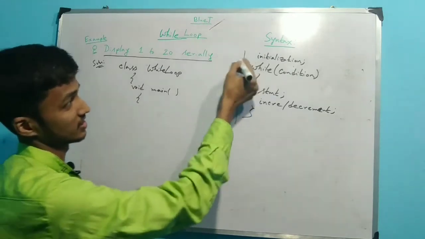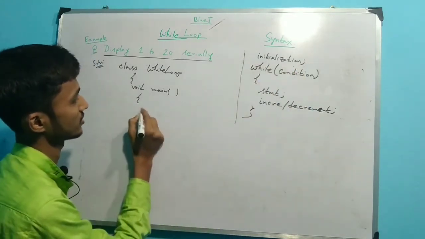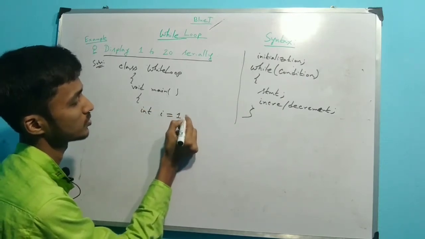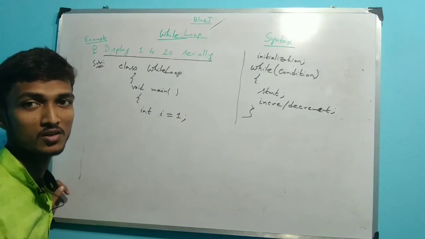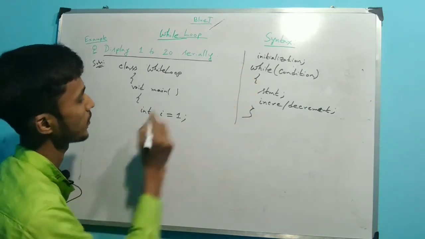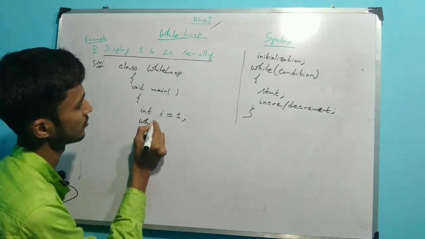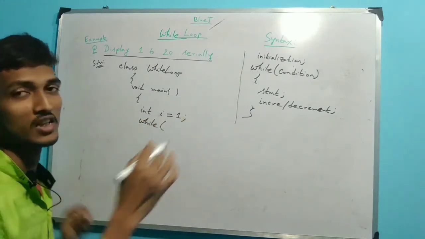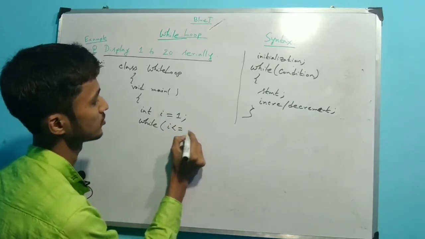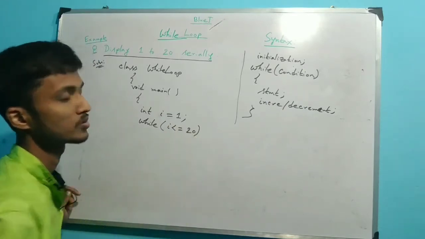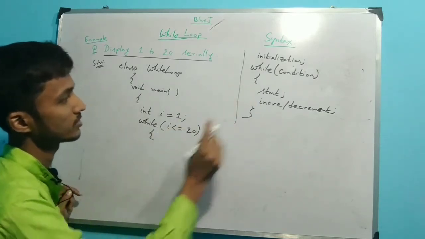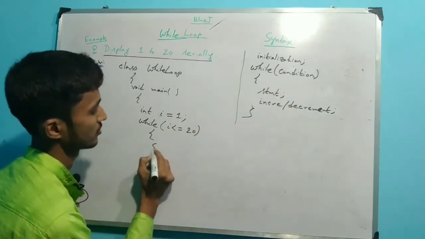First initialization. Syntax is first initialization. So int type, int i equals 1. Next, while condition. Condition i less than or equals to 20. Next, second bracket open, statement.